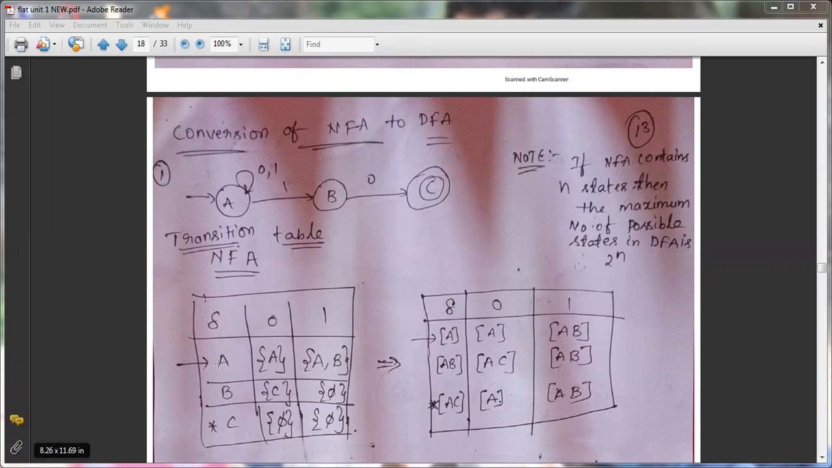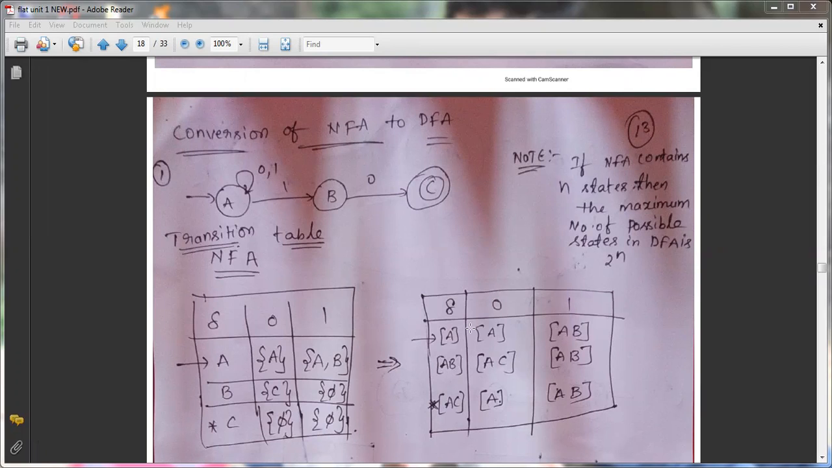Now see here. First I will take the initial state, A. After that, A on 0 is going to where? A only. So A. And A on 1 is going to where? A and also B. So I'll combine both the states, A, B. Then what am I going to do? What is the new state I have here? A is there already, but AB is there now. So I will take that particular new state here.